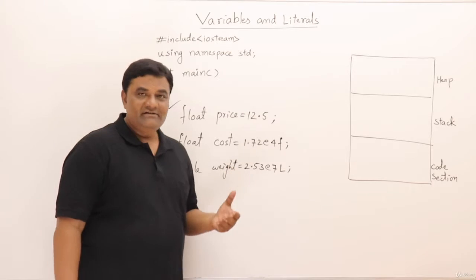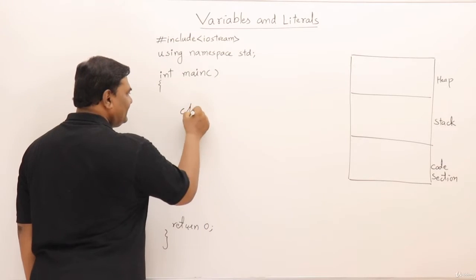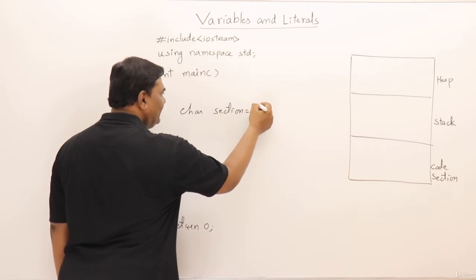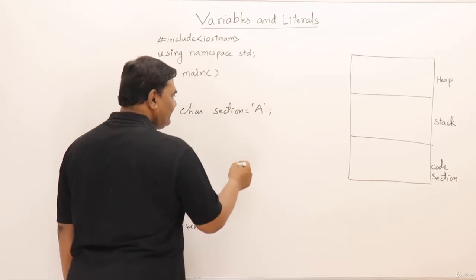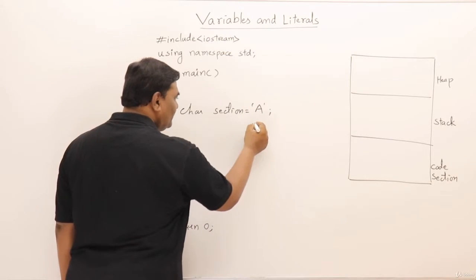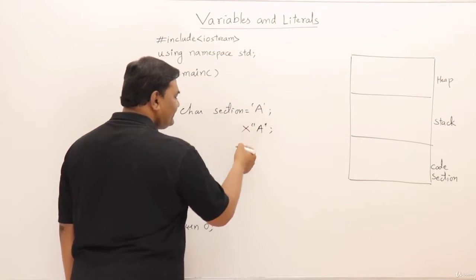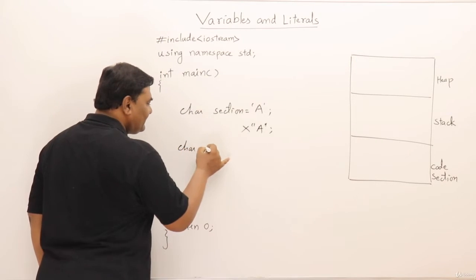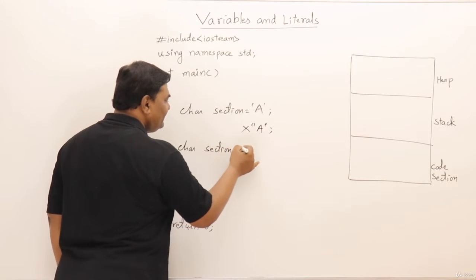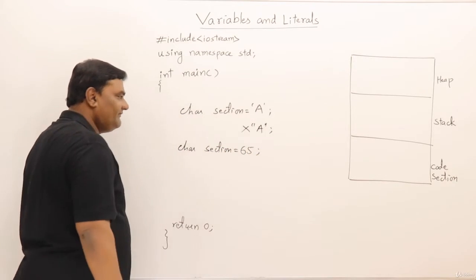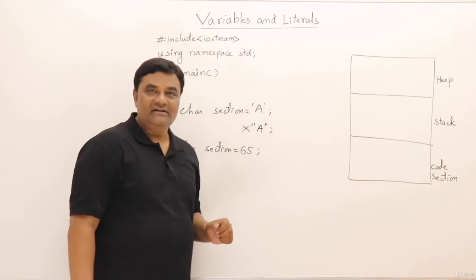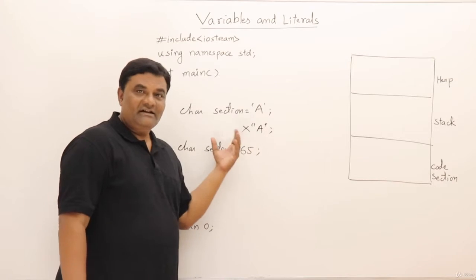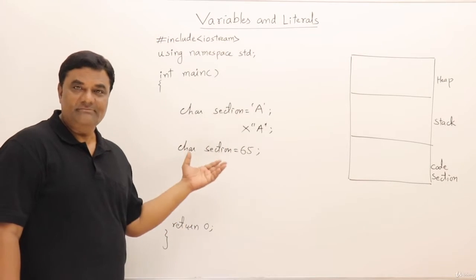Now next let us see character literals. When we declare a character type variable, suppose section, a class section A, it must be given in single quotes. If you use double quotes, A, then this will be a string. It is not a character. It should be in single quotes. Or otherwise, char section, I can even write a numerical value that is 65, because 65 is the ASCII code for A. So you can write an integer literal for initializing a character type variable. So this is about a character.